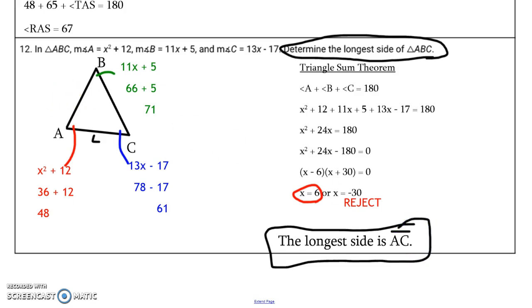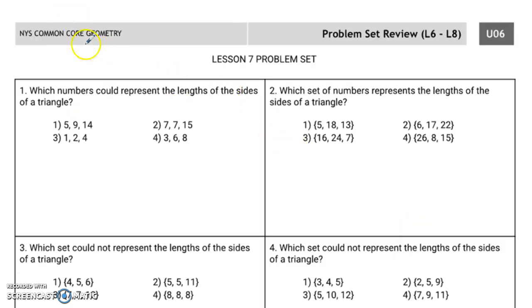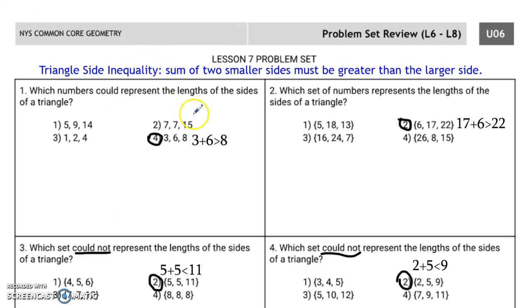All right, moving right along. This one is the problem set from lesson 7. Pause the video and then look back for the answers. In order to answer all of these questions, all you needed to know was the triangle side inequality, which is the sum of two smaller sides of a triangle must be greater than the larger side. Once you knew that, it was easy.